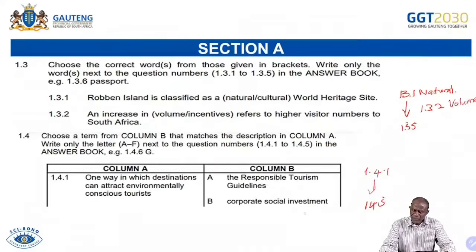So in this case, you'll write the correct answer, and if you feel that number A is the correct answer, you'd for 1.4.1 write A. You are not going to write the statement that is given in B, but the letter that represents the statement that is given in B.